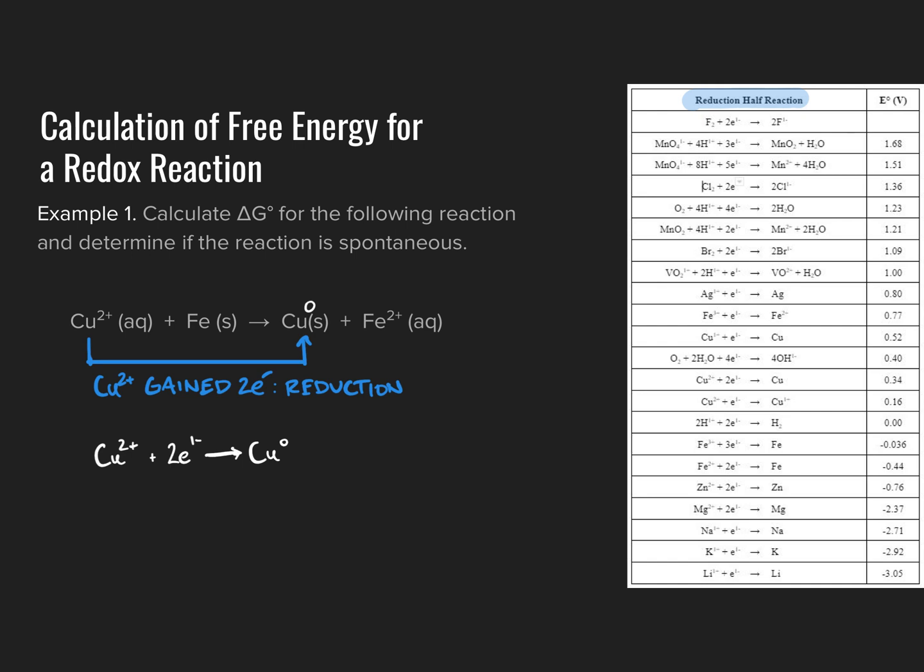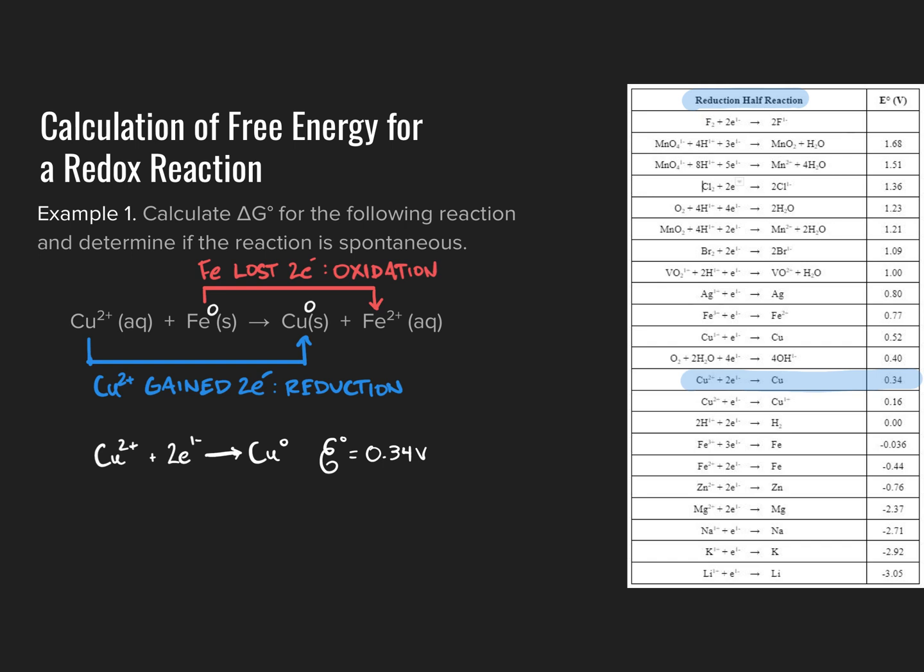Searching along here, I find a standard cell potential for this half reaction of 0.34 volts. Now for the second process, which is occurring right here, I've got a reaction in which the elemental iron reactant, that is Fe elemental in solid state, is reacting to form ferrous ions, that is Fe2 positive, on our product side. And to do so, it must be giving up 2 electrons as it is oxidized.